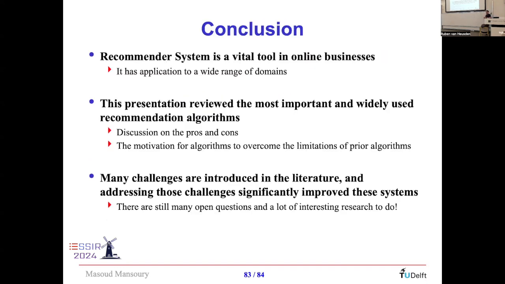And in conclusion, recommender system is an important ingredient of the commercial platform, the online businesses. So it has application in wide variety of domains. And in this presentation, we reviewed some important recommendation approaches. There are some other approaches as well, but we try to just cover as much as possible.